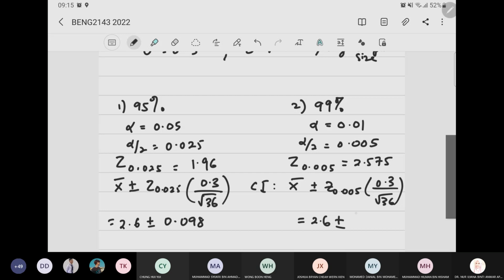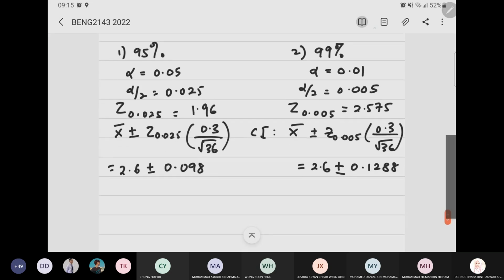So take 0.1288. Please check with your calculator as well, to get the feeling on how you determine the confidence interval.